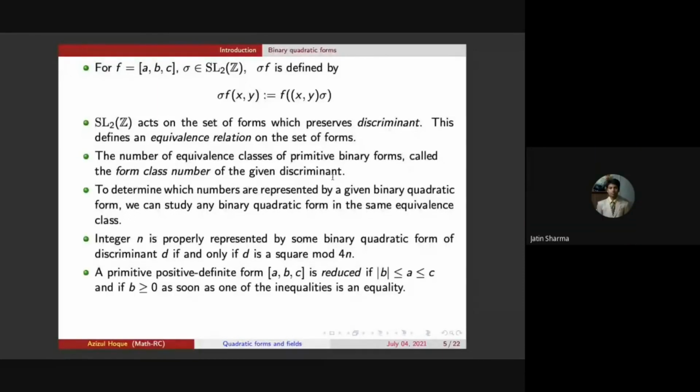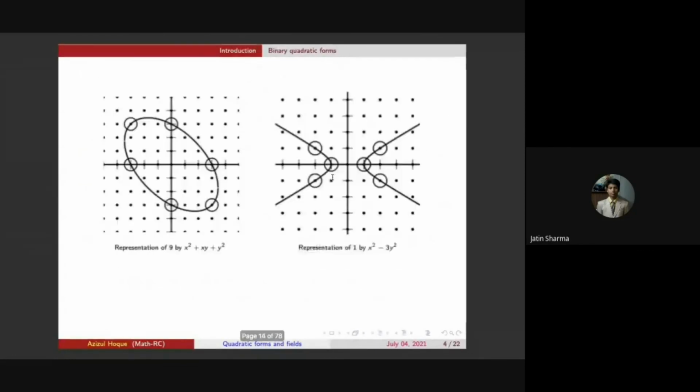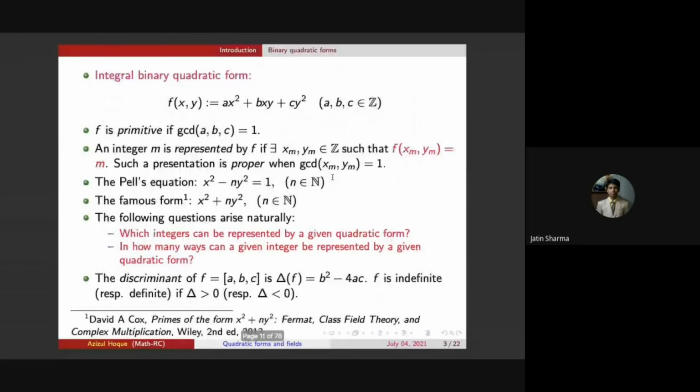Yes, sir. You were saying that the integer n is properly represented by this d is a square mod 4n. So what if the integer is prime? Then is there any uniqueness to this quadratic form?